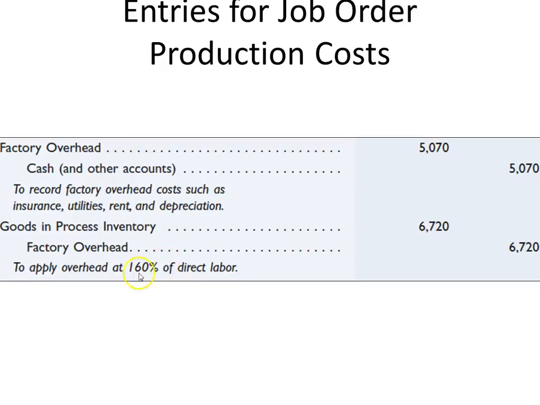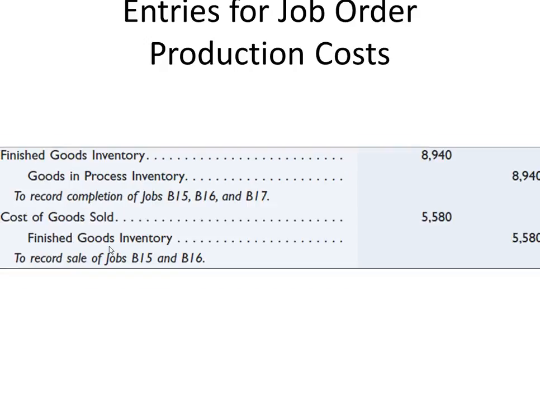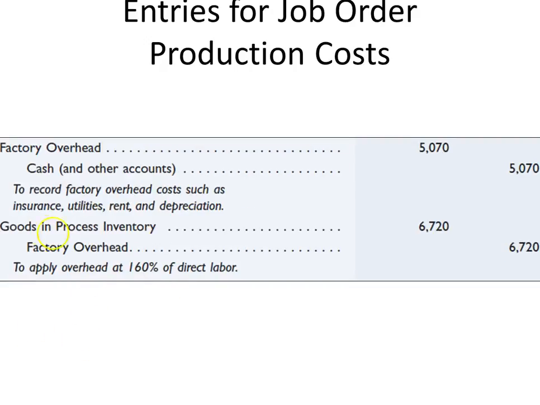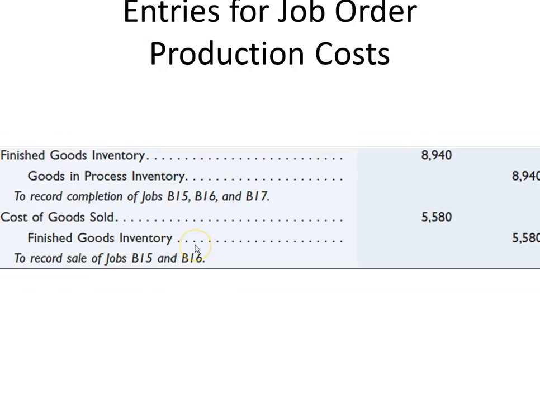And here their rate is 160% of direct labor. That's how they're getting the factory overhead number, because they didn't know until the end of the period. And so that's going to be your multiplier here. This is the activity, that's your multiplier, and then that's the rate. And that should be it.